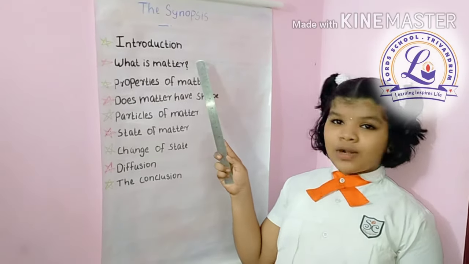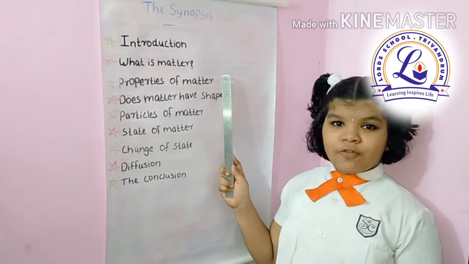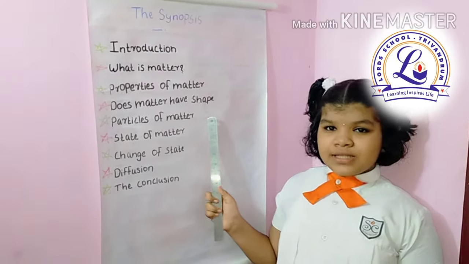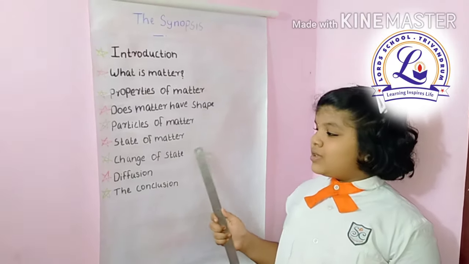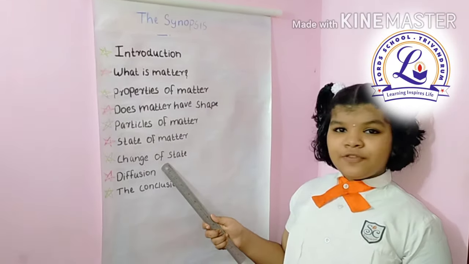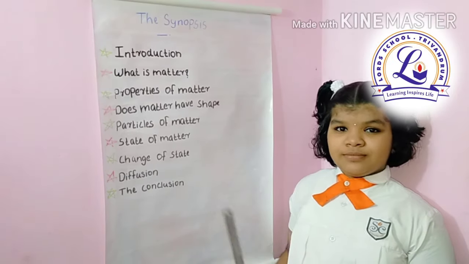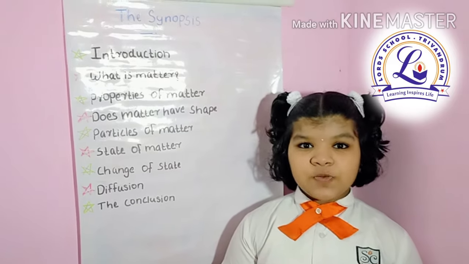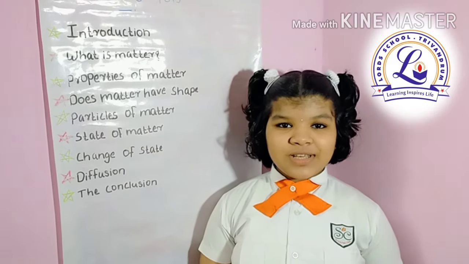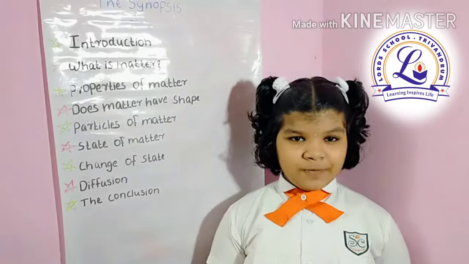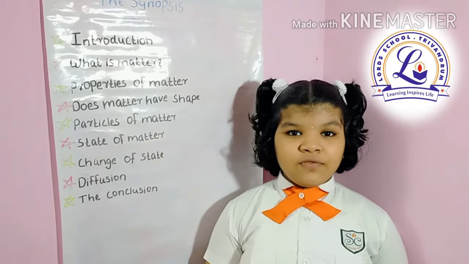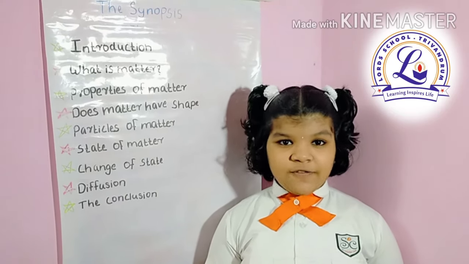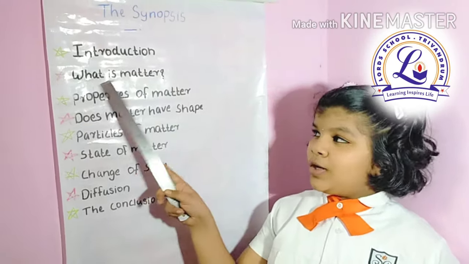Introduction. What is matter? Properties of matter. Does matter have shape? Particles of matter. State of matter. Change of state. Diffusion. The conclusion. Chemistry is one of the physical sciences that help us to describe and explain our world. Chemistry is part of everything in our life. We can find chemistry in the food we eat, the air we breathe, and literally every object we can see, feel and touch.